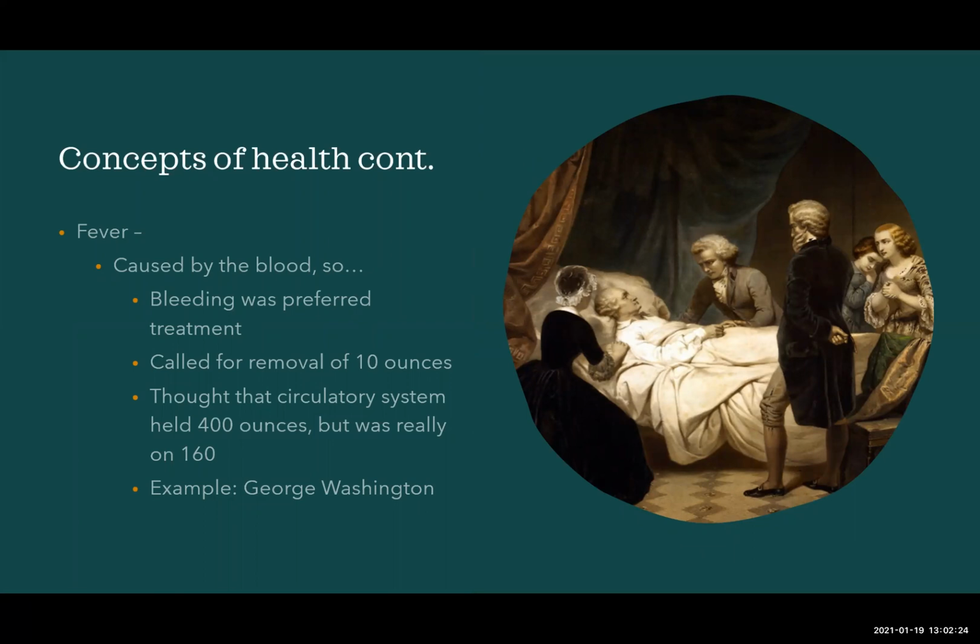So they believed that fever was caused by the blood. So bleeding was usually the preferred treatment, and it called for the removal of 10 ounces of blood. And it's thought that the circulatory system held 400 ounces of blood, but actually we know now our bodies only hold about 160 ounces of blood. And we actually think this is what led to the death of George Washington. He was actually bled to death.